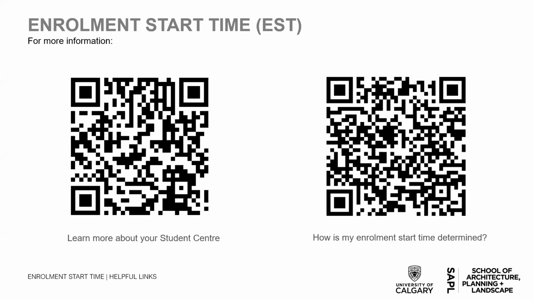You'll be referring to your Student Center a lot while at U of C, and many things can be done from this page. Check out the link on the left to learn more about all the features on your Student Center. If you're curious about how the enrollment start times are determined for each group of students, check out the QR code on the right.